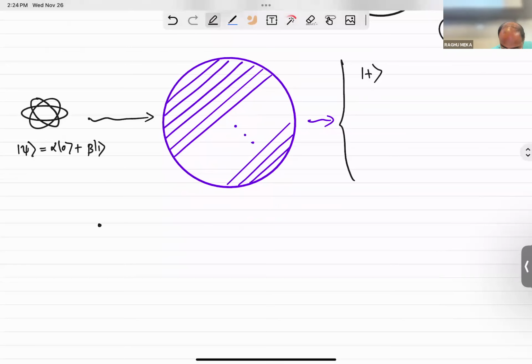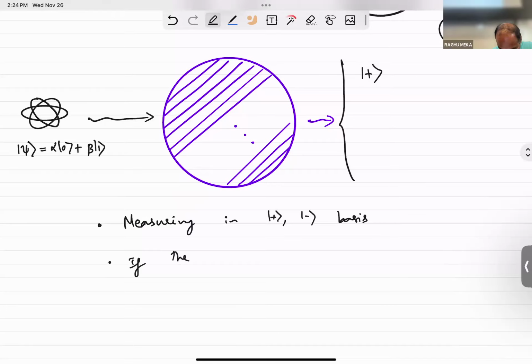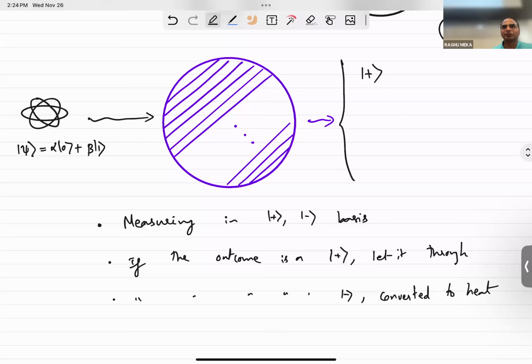Okay. So technically, what this is doing is measuring in the plus minus basis. If the outcome is a plus, let it through. If the outcome is a minus, convert it to heat. Okay. So you get the photon with some probability, and heat otherwise.